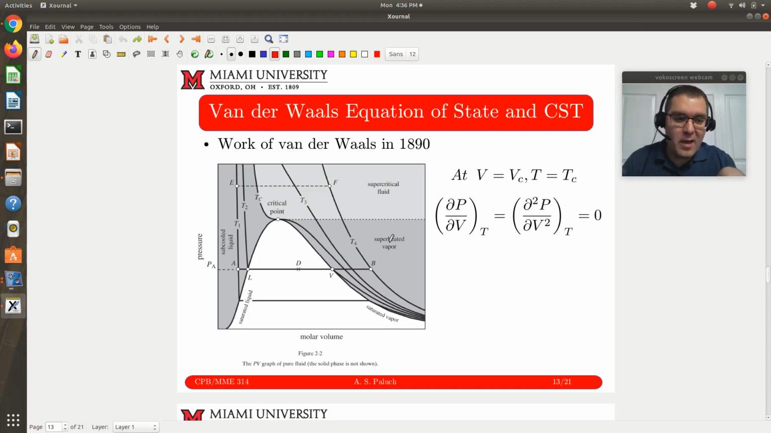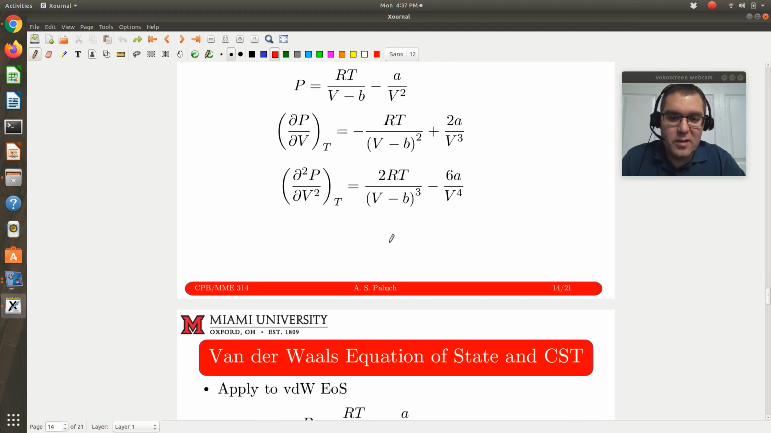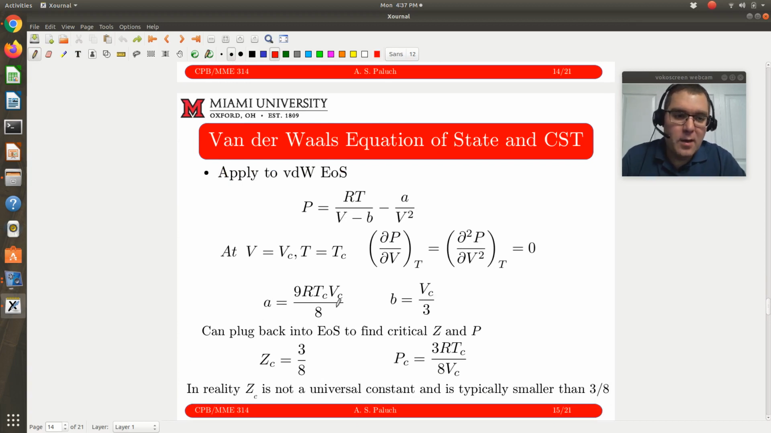And the beauty of that is I have two parameters, a and b. If I know that the first and second derivative of my critical isotherm are 0 at the critical point, that gives me two constraints. So using two constraints, I could solve for my two parameters. We won't go through all the math, but van der Waals went through this exercise, and what he ended up finding is that he could relate little a and little b to the critical properties. He finds that little a is equal to 9 R T_C V_C over 8, and b is equal to V_C over 3.